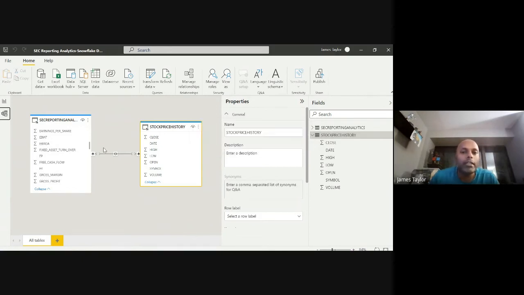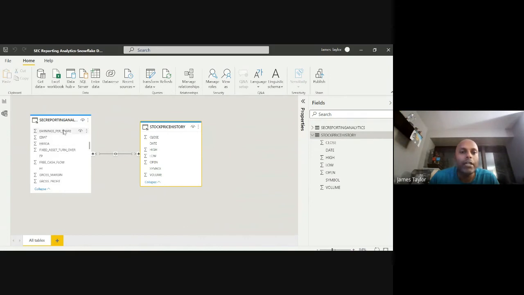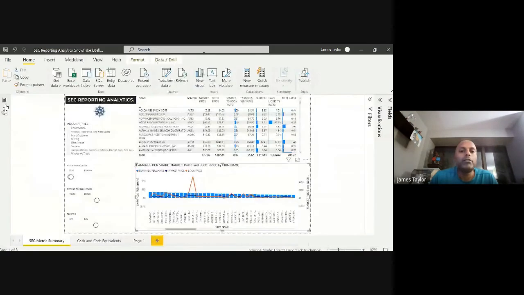So with that said, I just wanted to quickly show you the data model. It's not very complex, two tables. Both are direct query connected to our Snowflake data marketplace listing. So let me get into the actual dashboard here and give you a quick summary of what we're looking at. On the top left here, you'll see our industries.